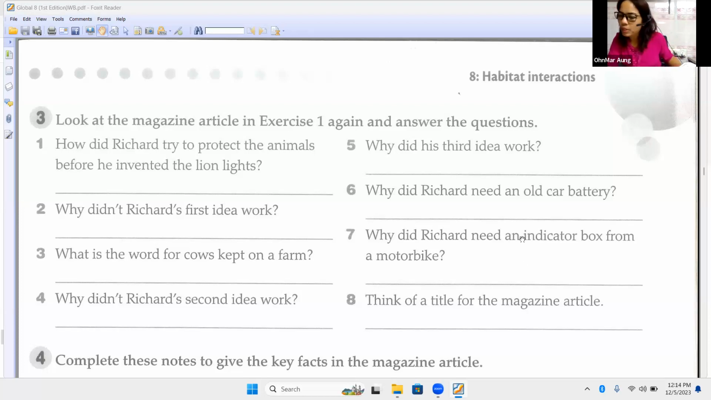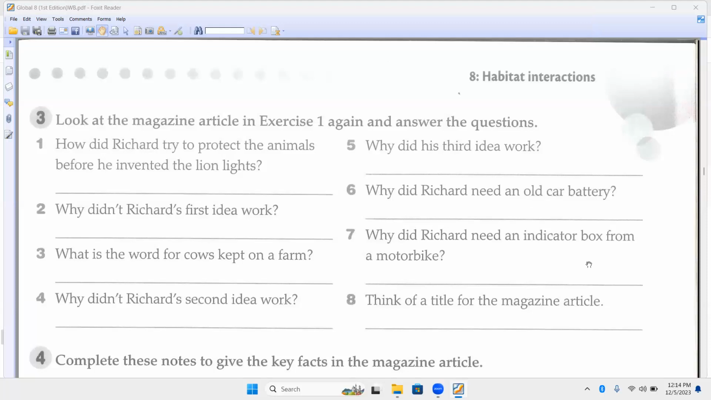Okay. Are you with me? Can I ask you? Yes. Okay. I want to know this one. Why did Richard need an old car battery? It produced electricity. Where is it? Second paragraph, first line.